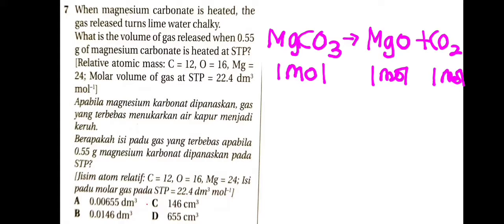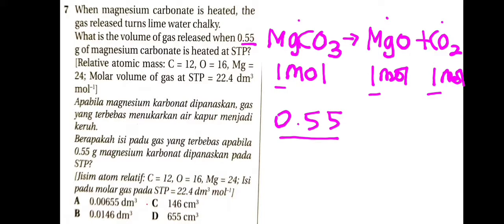So the equation is magnesium carbonate heated, producing magnesium oxide and also releasing carbon dioxide gas. From this equation, the magnesium carbonate is 1 mole, the magnesium oxide also 1 mole, and the carbon dioxide also 1 mole. From the question, the mass of magnesium carbonate is given as 0.55 gram, so we can find the number of moles of magnesium carbonate by dividing 0.55 by the RMM of magnesium carbonate.